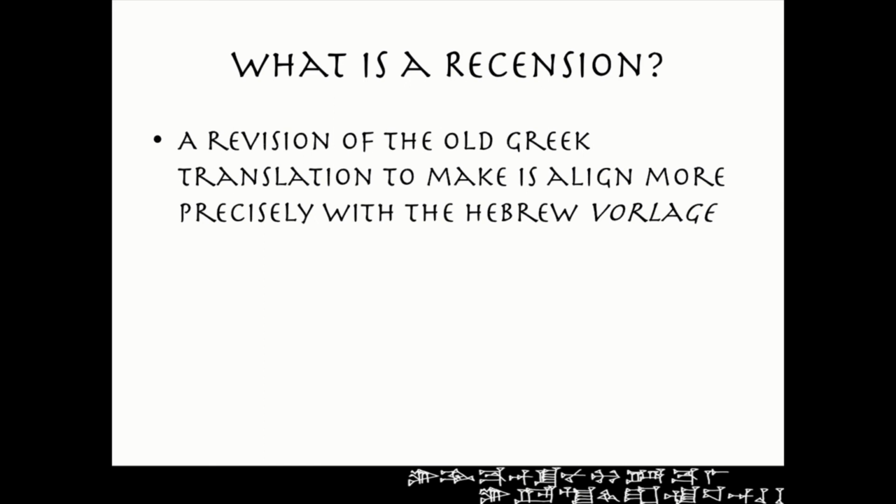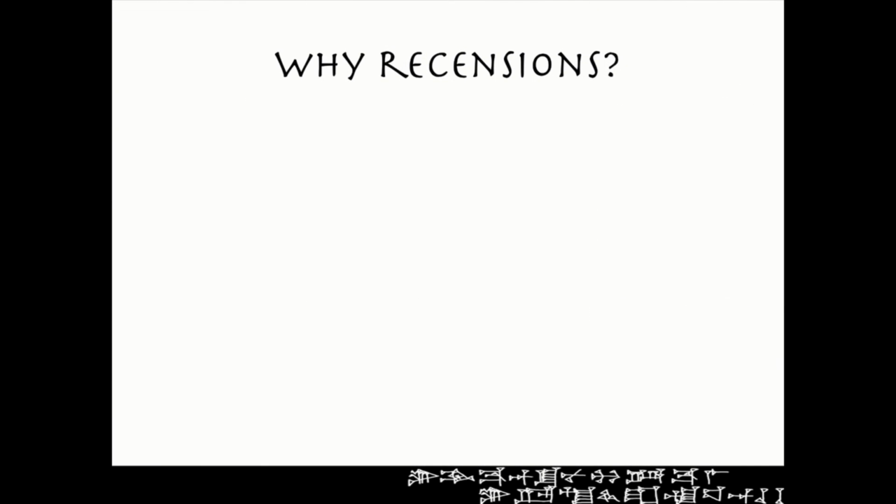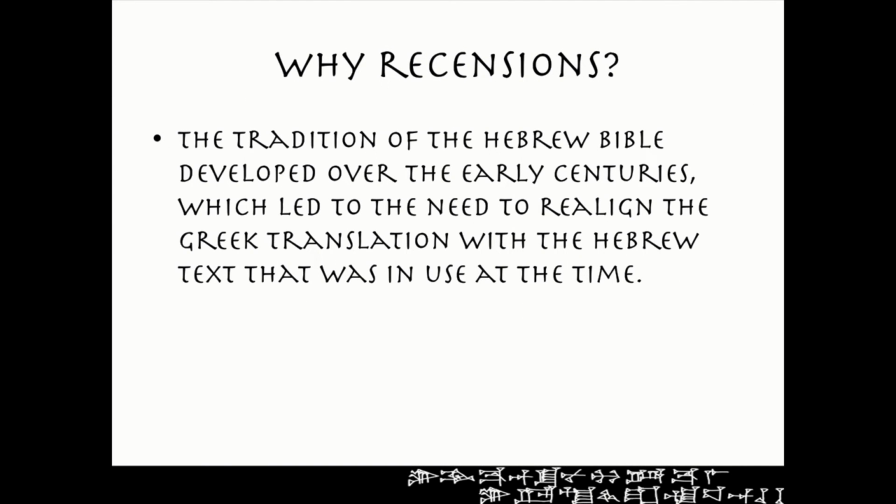So, what is a recension? Well, it's a revision of the Old Greek translation, the Old Greek Septuagint, to make it align more precisely with the Hebrew Vorlage. So, the tradition of the Hebrew Bible developed over the early centuries, particularly the end of the first millennium BCE, and this led to the need to realign the Greek translation with the Hebrew text that was in use at the time.